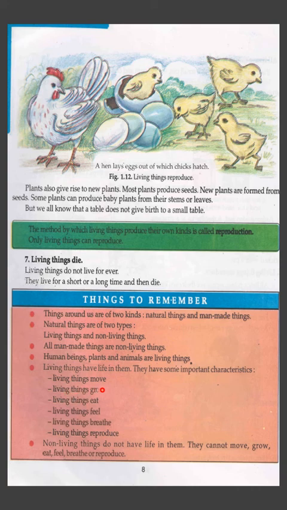Living things move. Living things grow. Living things eat. Living things feel. Living things breathe. Living things reproduce. Non-living things do not have life in them. They cannot move, grow, eat, feel, breathe, or reproduce.